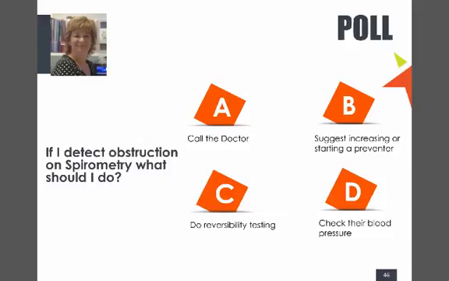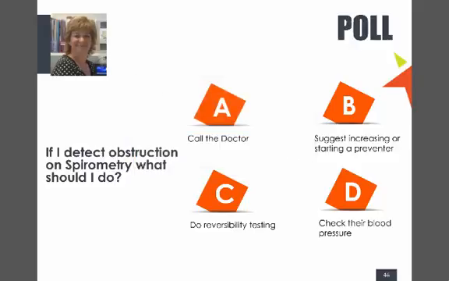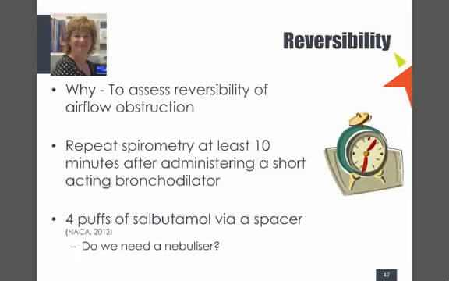Okay, so here is our bit about obstruction. If I've done my first spirometry and I can see that my FEV1 and my ratio are less than what they should be, what do I do? Okay, so we've got options. Absolutely fantastic. Absolutely, do reversibility testing. But why am I doing reversibility testing? I want to know, is this actually asthma or is this COPD?